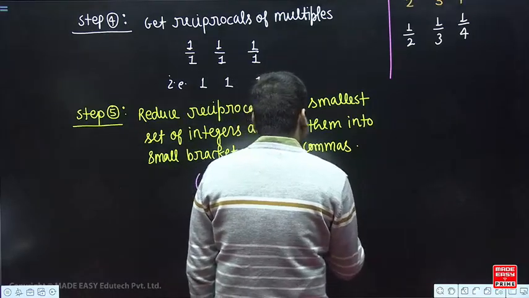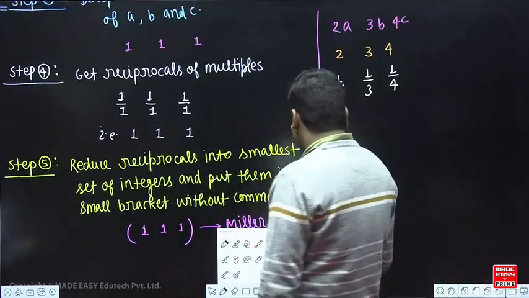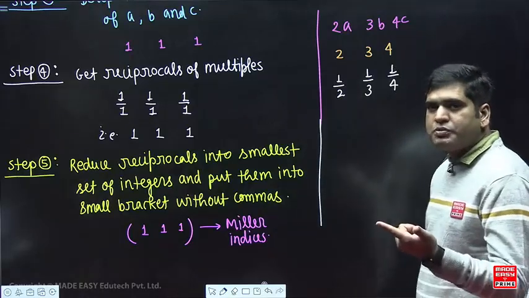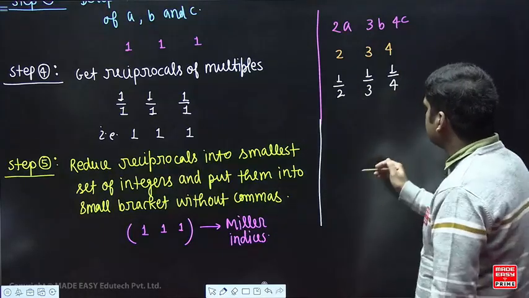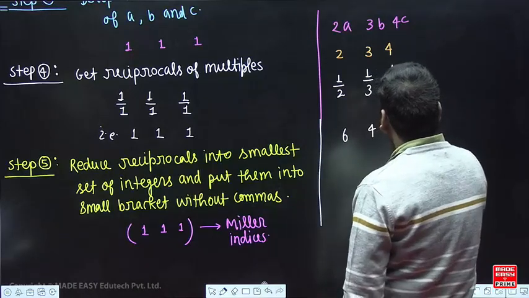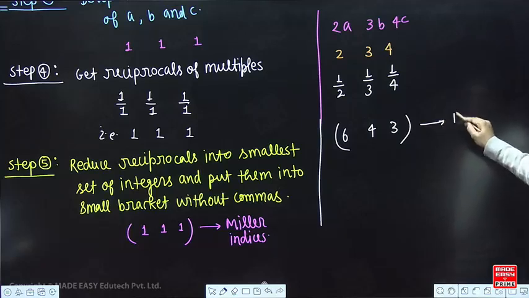But this will not be the case always. Suppose you have reciprocals like this. So, if reciprocals are 1 by 2, 1 by 3, 1 by 4, how can we convert into small integers? LCM of 2, 3, 4 is 12. So, multiply by 12, it will become 6, 4 and 3. Put them into a small bracket without commas. This will be the Miller indices.